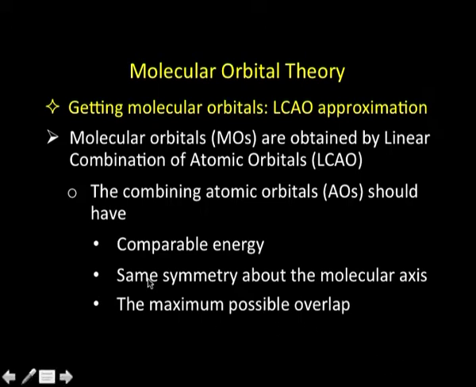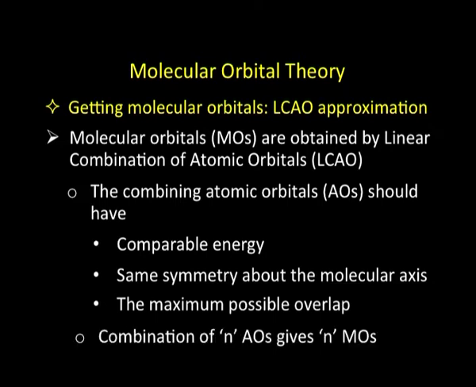Second, they should have similar symmetry about the molecular axis. Typically, the molecular axis is taken as the z axis. The third expectation is that when the overlapping takes place, it overlaps to the maximum possible extent, because the higher the overlap, the stronger the bond. Another thing we will observe is that the number of molecular orbitals generated equals the number of atomic orbitals participating in the linear combination. If I take 2 atomic orbitals, I will get 2 molecular orbitals. If I take 4 atomic orbitals, I will get 4 molecular orbitals.